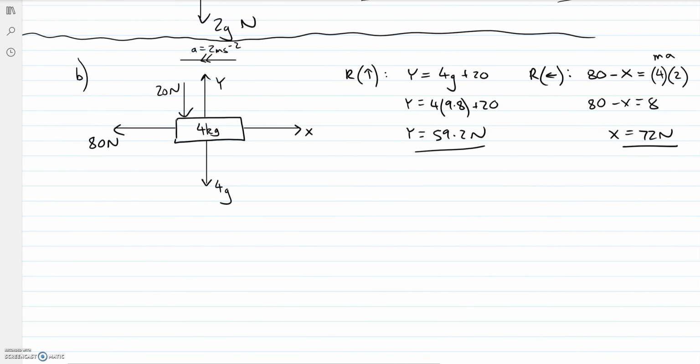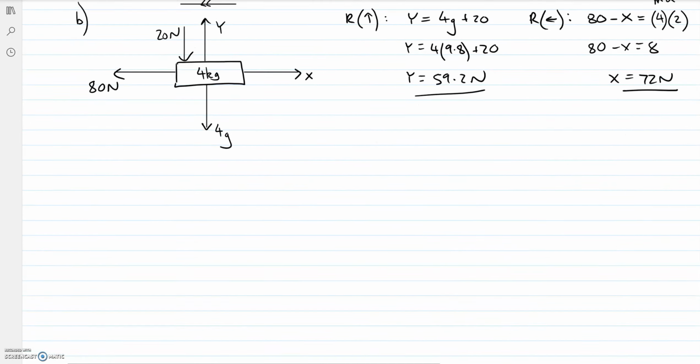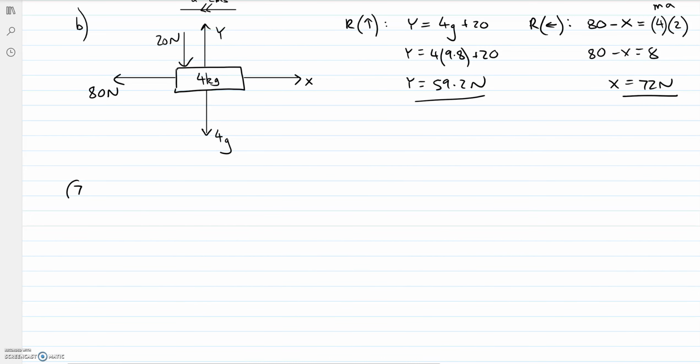That's question 6. Question 7, the last one on this video. A body of mass 5 kilograms is pulled along a rough horizontal table by a horizontal force of magnitude 20 newtons against a constant friction force of 4 newtons. So let's get this drawn.